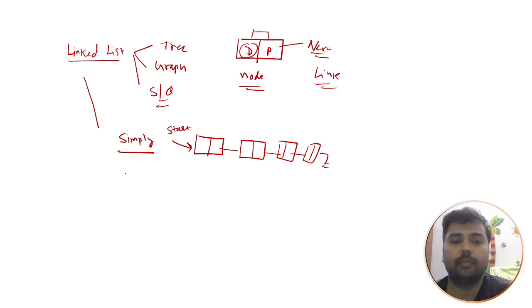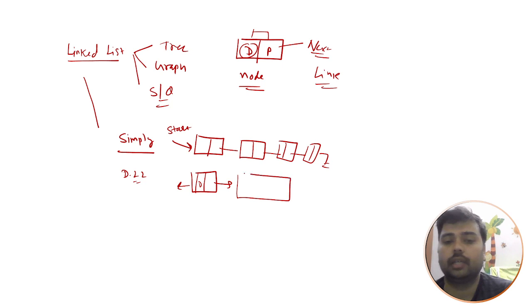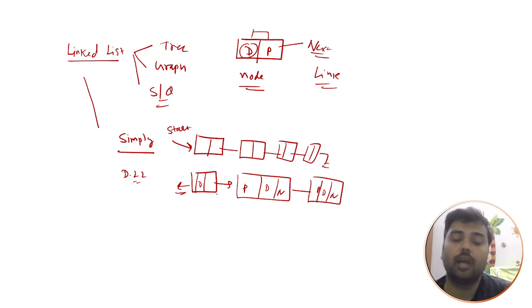Apart from that, we have the doubly linked list. In a doubly linked list, we have two pointers. One is a forward pointer and one is a backward pointer. And in between we have the data part. So the node contains three things: data part, next pointer, and previous pointer. So what does the previous pointer do? The previous pointer contains the address of the previous node, while the next pointer contains the address of the next node.